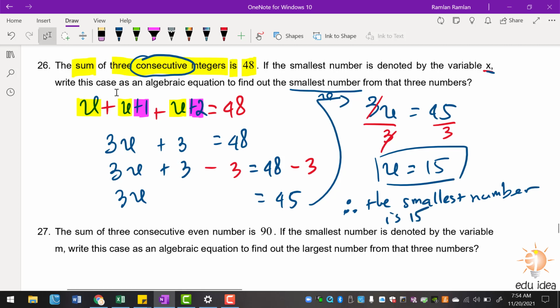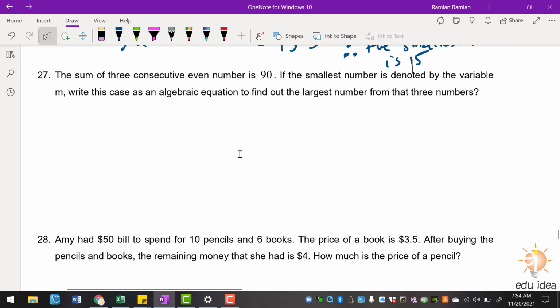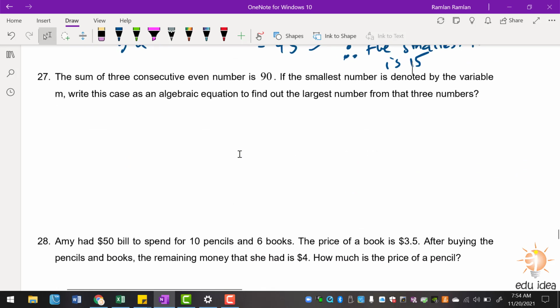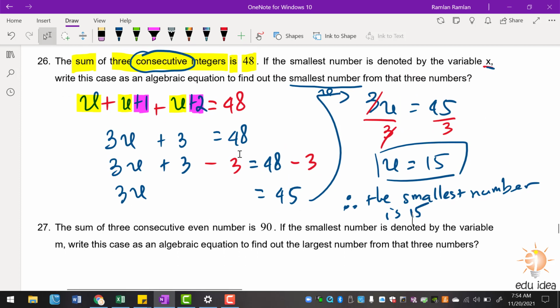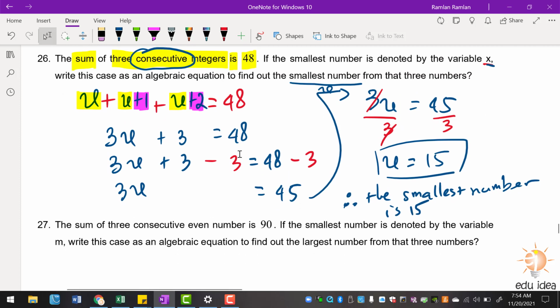Okay, there you go. Okay, next question. The sum of 3 consecutive even numbers is 90. So it's pretty much almost the same as the last one. For number 26, it's the 3 consecutive integers, right? So 3 consecutive integers for number 26. But for number 27, it is the sum of 3 consecutive even numbers, right? So let's see what's the difference.